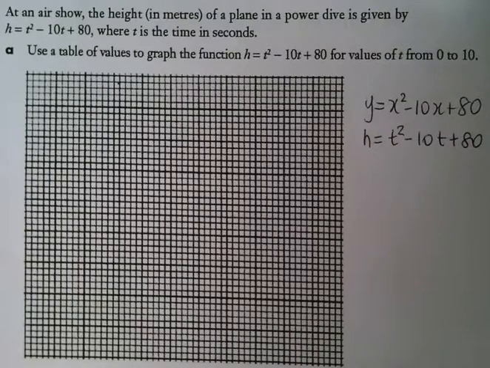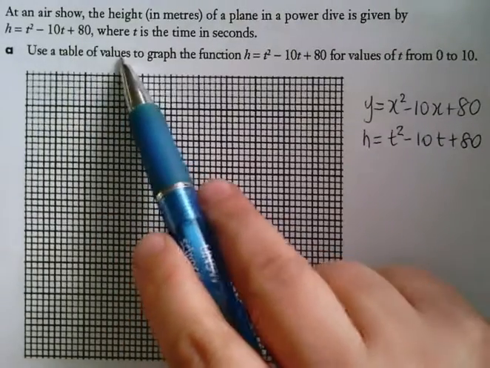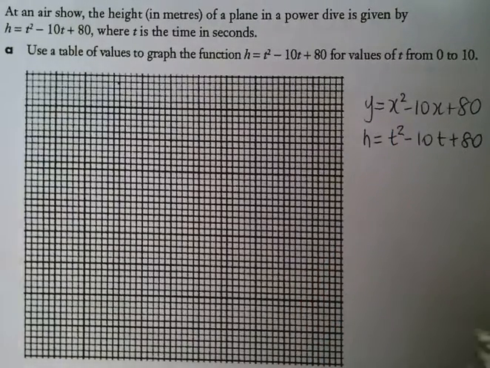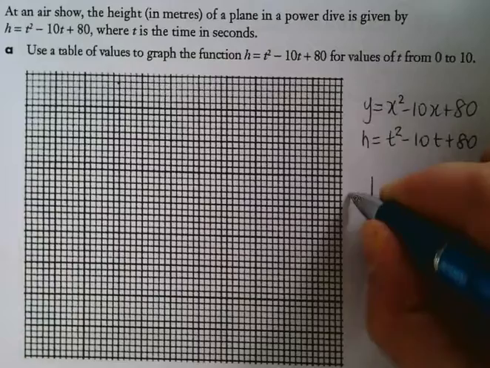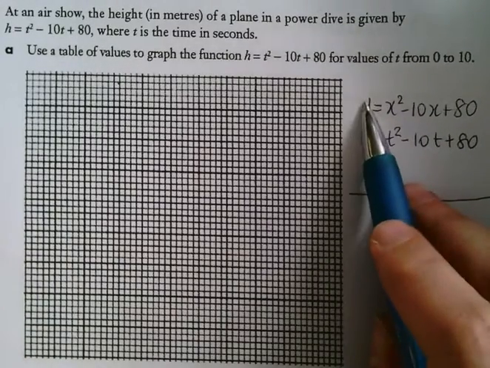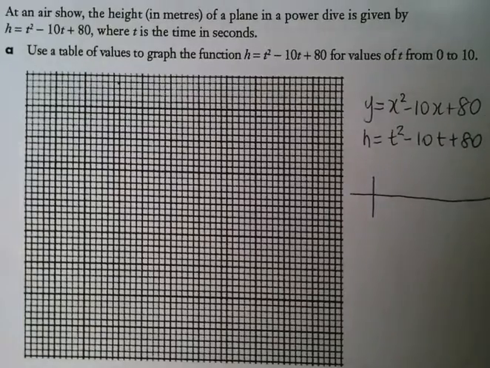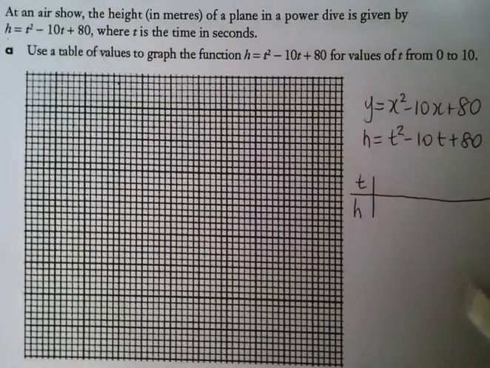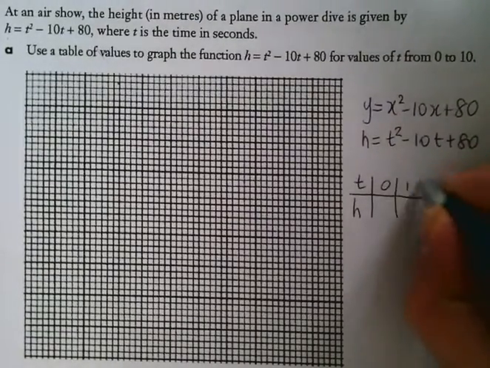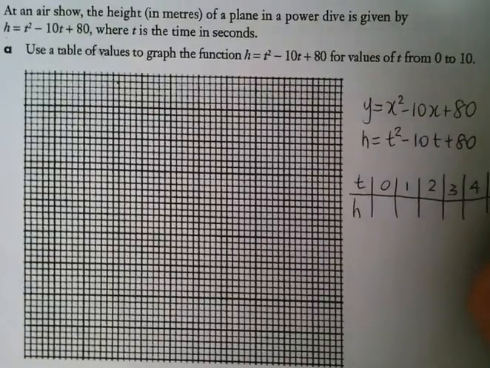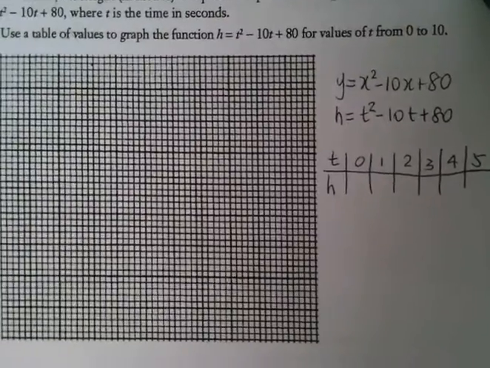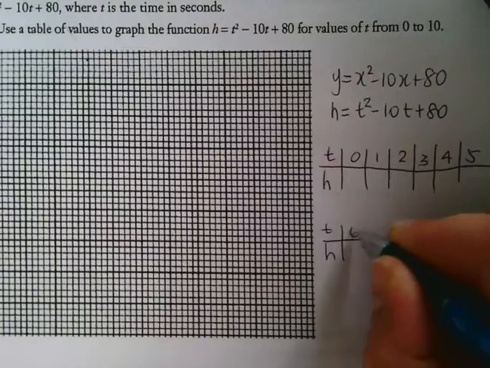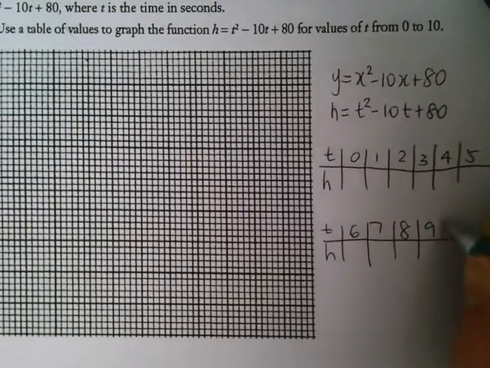So all we've got to be able to do is substitute. Now it says use a table of values to graph the function h equals t squared minus 10t plus 80 for values of t from 0 to 10. So let's go. Normally you would see y equals x squared minus 10x plus 80. When you see this, the value of h depends on t. So we do different substitutions for t. We start with 0, 1, 2, 3, 4, 5, and I will keep going with 6, 7, 8, 9, and 10 down here.